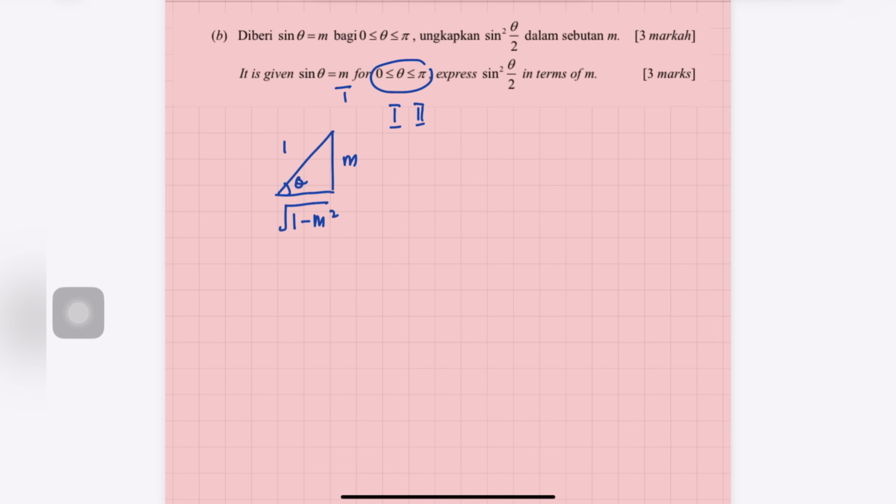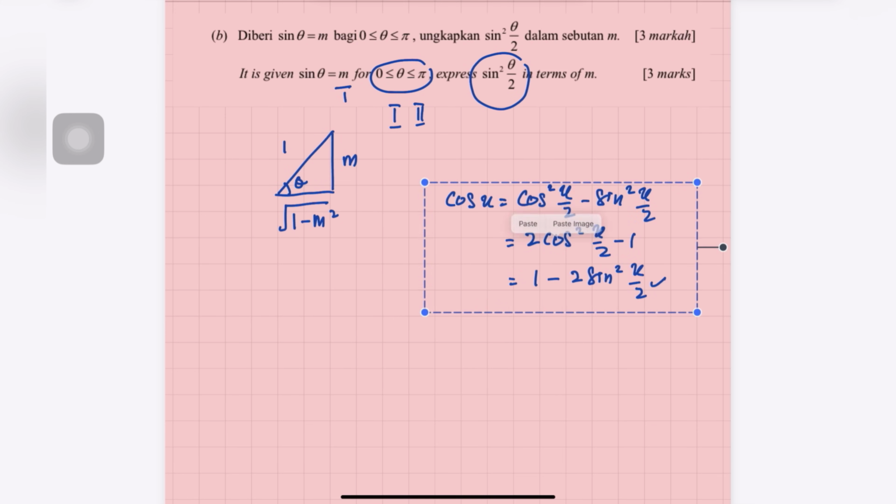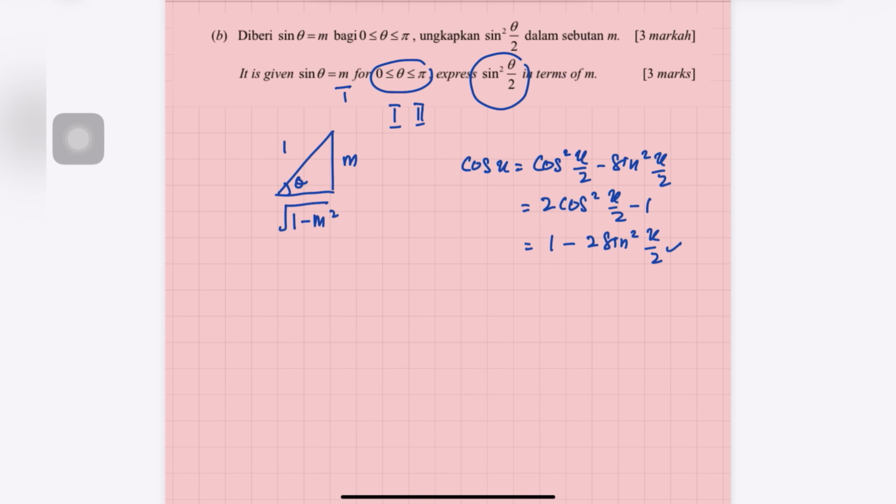Okay, so kita nak express sine squared theta over 2. So this one is half angle. Untuk sine dengan sine, kat sini kita ada angle theta dengan half angle theta over 2. So tak ada formula related single angle dengan half angle untuk sine, tapi ada untuk cos, yang macam saya dah listkan dekat 4A Roman 1. Okay, so kita boleh cari juga cos daripada gambar ni.